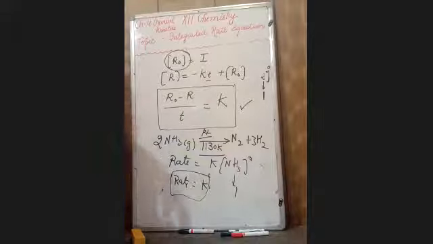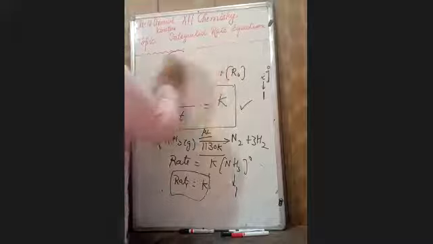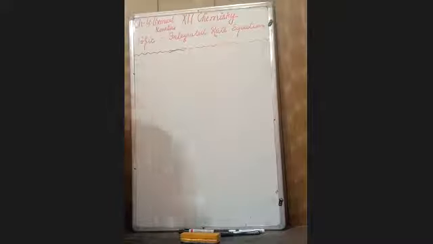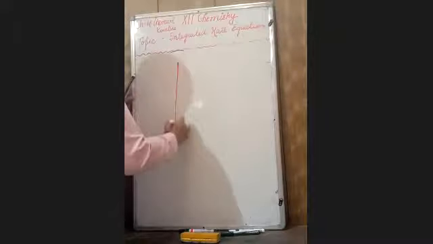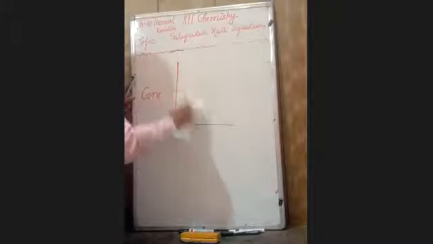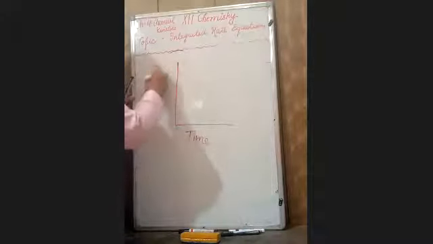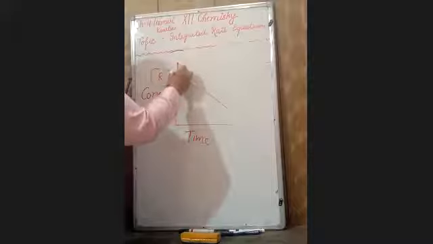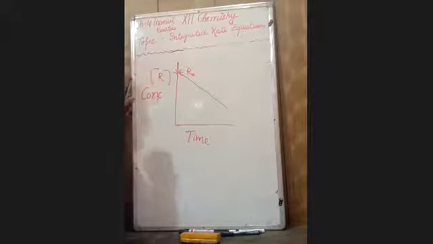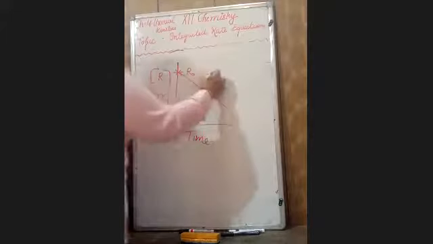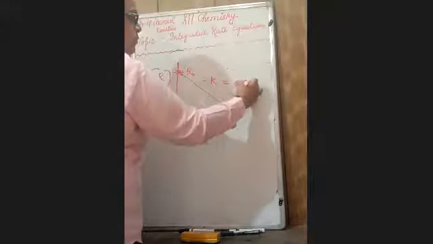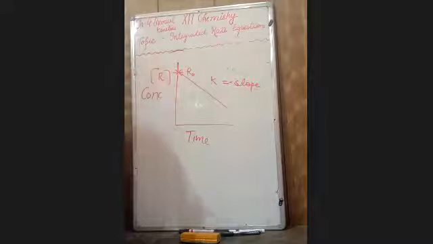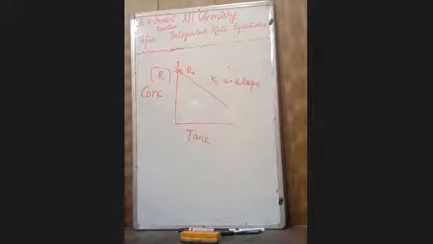Fine. It is a zero order reaction. When I plot the graph of concentration versus time for zero order, it comes out to be like this, where R naught, the initial concentration, is the intercept, and the slope is equal to minus k, or minus of slope is equal to k. Okay. Till then, is there any doubt? Please message me.